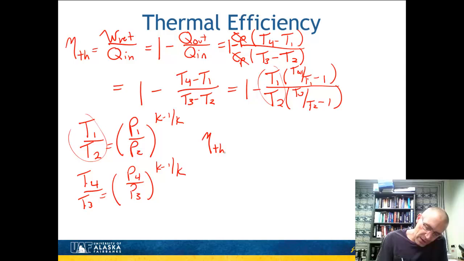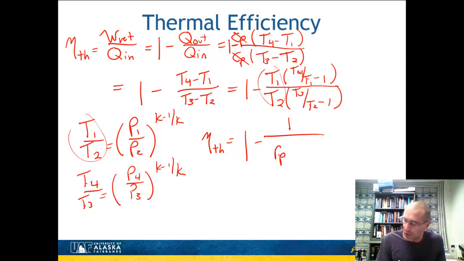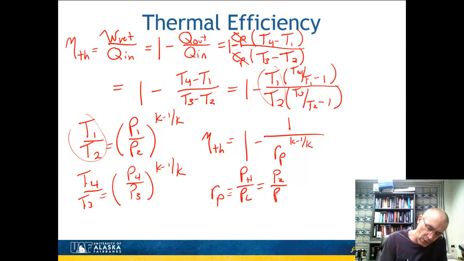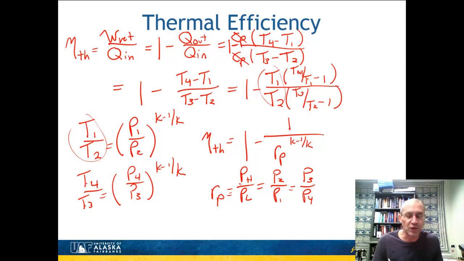And so we find out that the thermal efficiency of this cycle is 1 minus 1 over the pressure ratio, R sub P, to the (K minus 1) over K. The pressure ratio is defined as the high pressure over the low pressure. In this case, that would be the same as, for example, P2 over P1, which is the same as P3 over P4. In the Otto cycle and diesel cycle, we had a compression ratio, which is just R. Here we have a pressure ratio, symbolized as R sub P, and again, it's the ratio of the pressures.